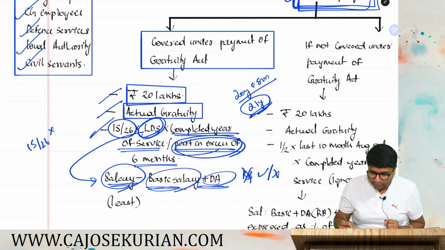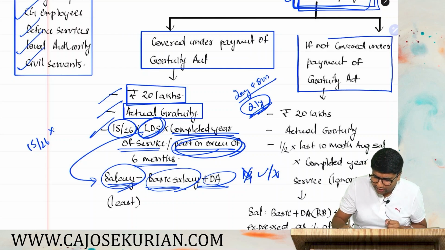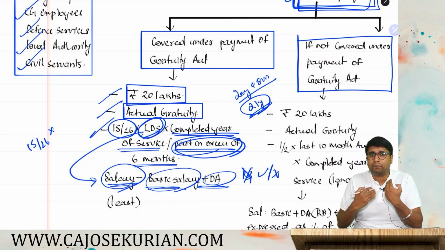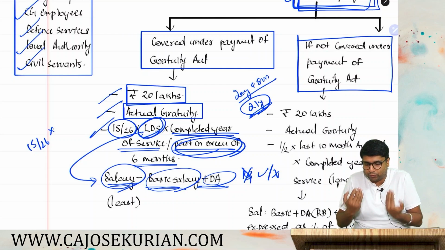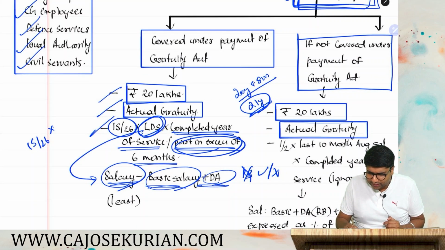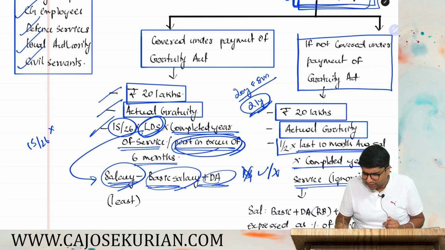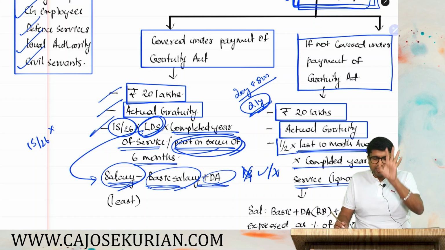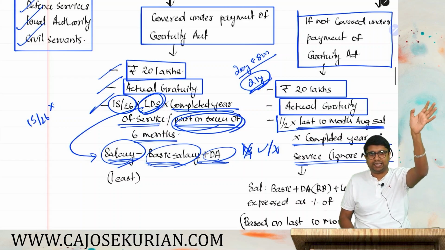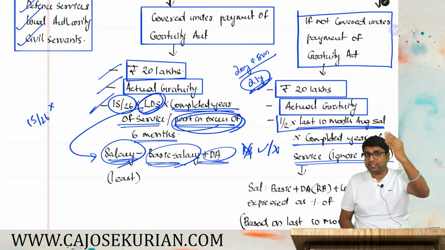Now, not yet over. If you are a person not covered under the Payment of Gratuities Act, say for example you are an employee not covered under the Act, let's understand how to compute the exemption. You take 20 lakhs as limit number 1, then actual gratuity received as limit number 2, then half into last 10 months average salary into completed years of service, ignoring months. Simply, if you are not covered under the Payment of Gratuities Act, you take 3 limits. 20 lakhs same, actual gratuity received same. The third limit is different. What is that?